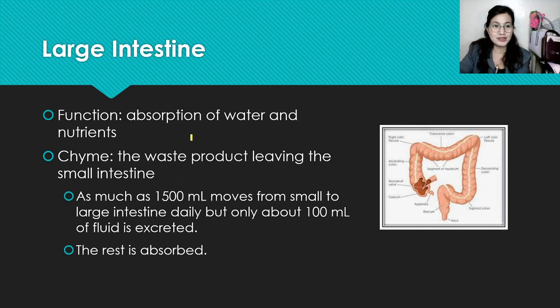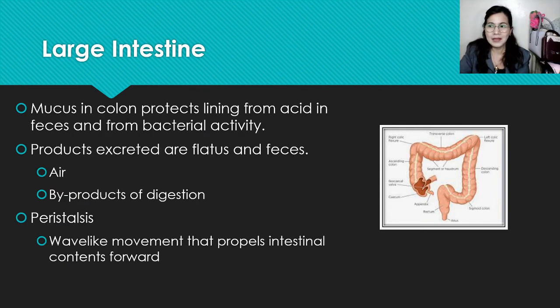The large intestine functions to absorb water and nutrients. The waste product leaving the small intestine is called chyme. As much as 1,500 ml moves from the small to the large intestine daily, but only about 100 ml of fluid is excreted. The rest is absorbed. Mucus in the colon protects the lining from acid in feces and from bacterial activity. The products excreted are flatus and feces, so that's air and the by-products of digestion.